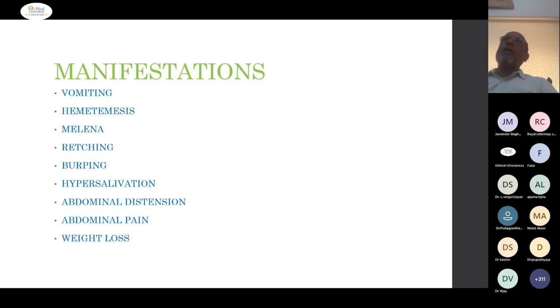So what are the manifestations of the disease of stomach? Most commonly vomiting and hematemesis. Sometimes frank blood can be there, or most commonly it is a ground coffee appearance because of the action of the acid on the blood. If there's a bout of hematemesis immediately, like a clotting problem, then there can be frank blood. There can be melena, because the bleeding in the stomach can be digested and seen in the fecal matter as melena. There'll be retching, burping, hypersalivation, abdominal distension, abdominal pain, weight loss. These are all the manifestations of disease of the stomach.